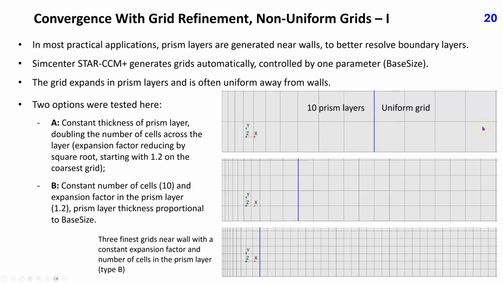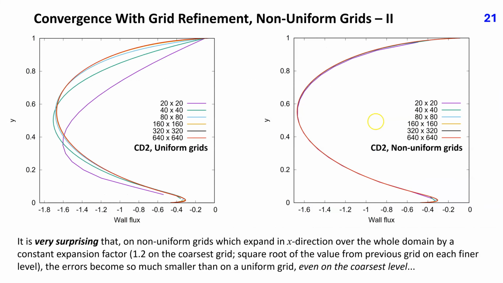In the test code, the whole grid expands with a constant factor in x direction. Results obtained with uniform and non-uniform grids are compared in the following slides. These plots show the variation of local diffusion flux along the west boundary computed using uniform, left figure, and non-uniform, right figure, grids and the test code with CD2 discretization.